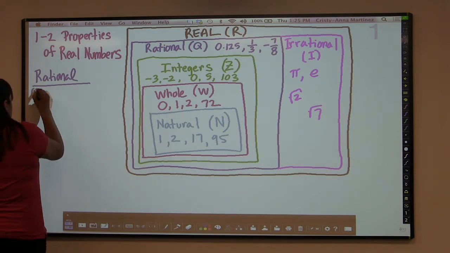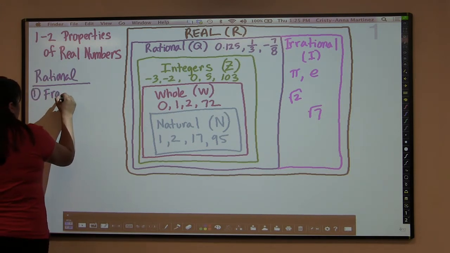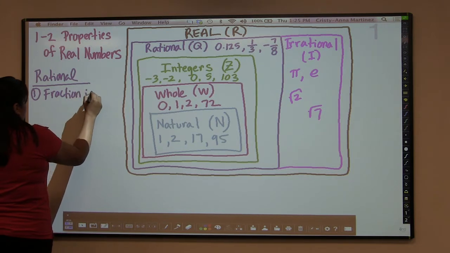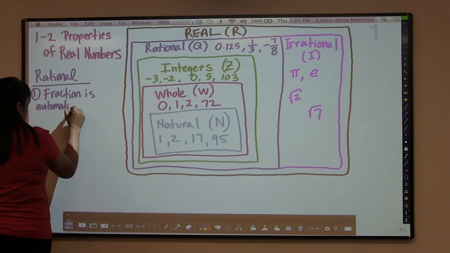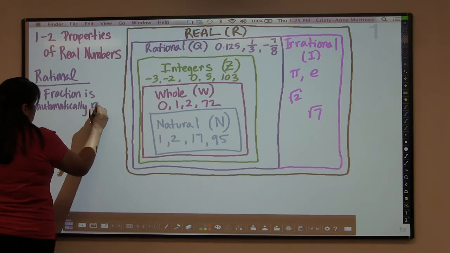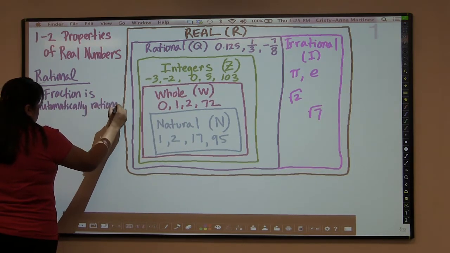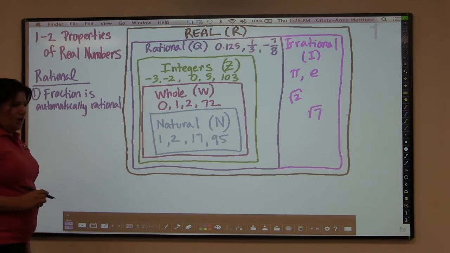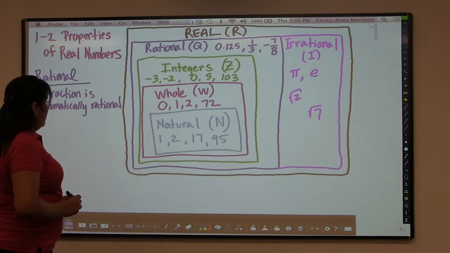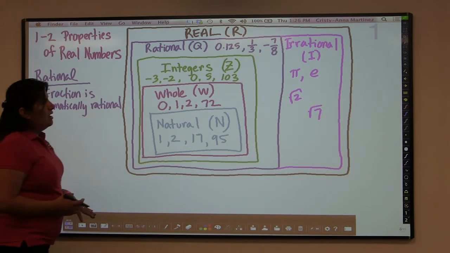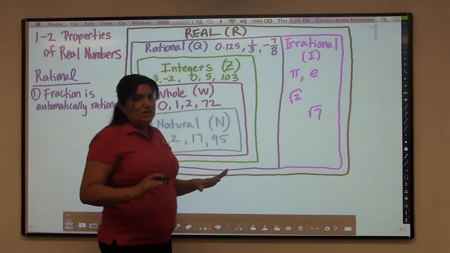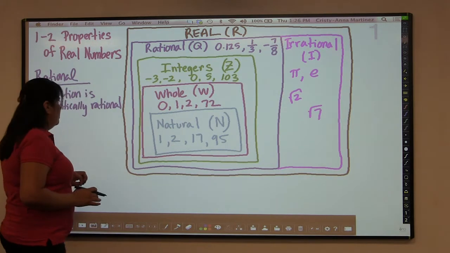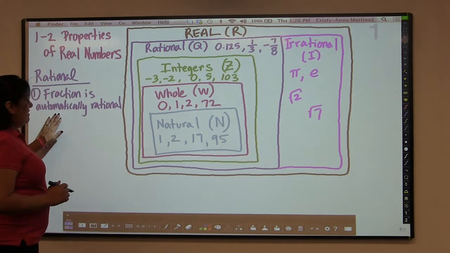A fraction, any fraction is automatically rational. Automatically rational. So oftentimes on questions we'll ask you if something is rational or irrational. When you see a fraction like 1/3, -7/8, any fraction is automatically rational. All right? So that's one thing I want to say.